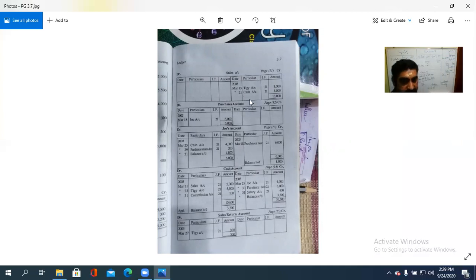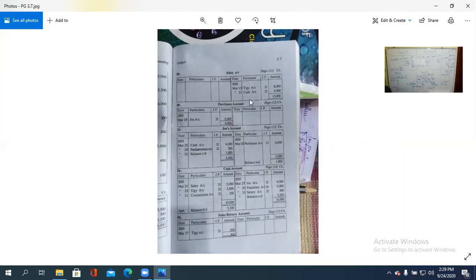Then next is cash account. Okay, 10,600. 10,600 minus 7,400 is 3,200. So 3,200, that is by balance carried down. So 10,600, then 3,200 to balance brought down.